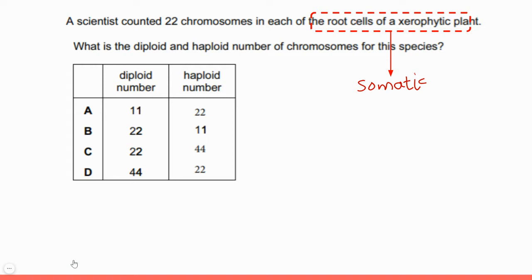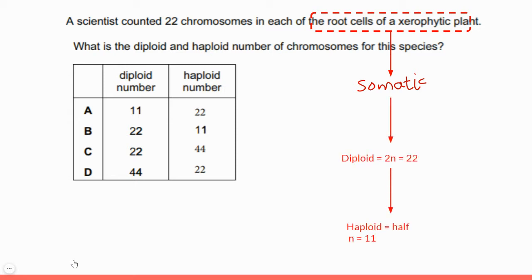And the question says that there are 22 chromosomes in the root cells of a xerophytic plant. A xerophytic plant is a plant found in desert-like conditions, dry and extreme weather conditions. So if this plant has 22 chromosomes in its root cells, we know that all the cells except reproductive cells are somatic. So that means the diploid number is 22, that is, it's in two sets.